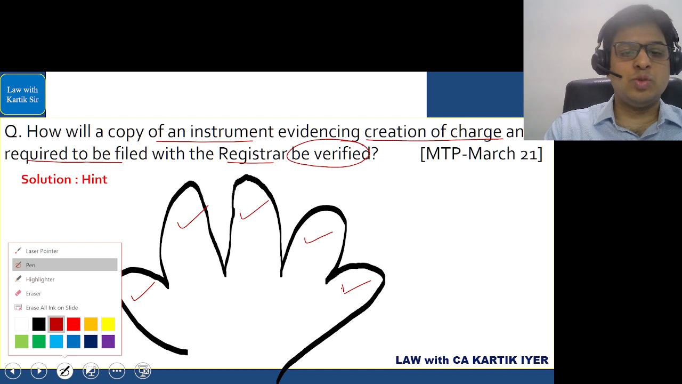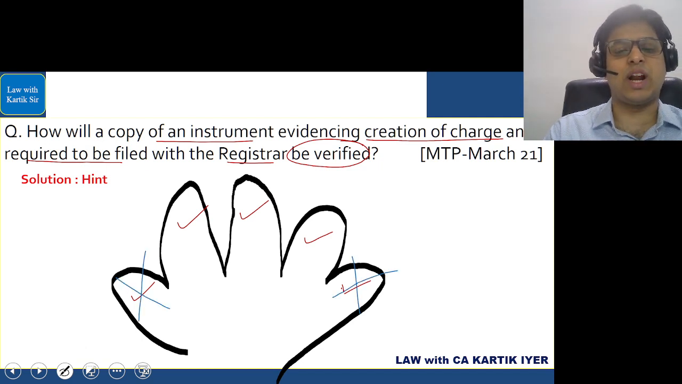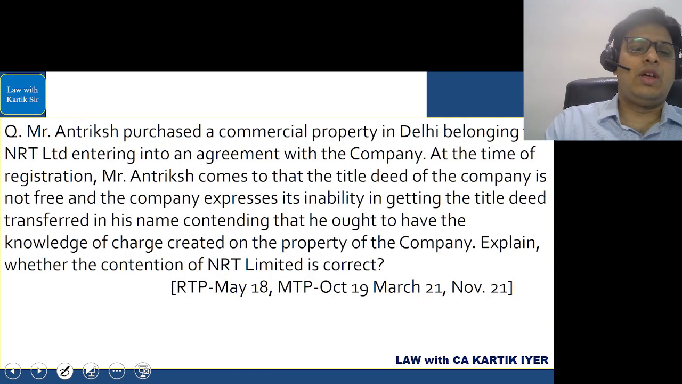But when it comes to property which is located in India, now you will not write this point, you will not write this point, and you will write the other three. You will write this one, you will write this one, you will write this one. In the class, we did these five fingers for outside India and these three for within India. Comfortable? Let's go further.